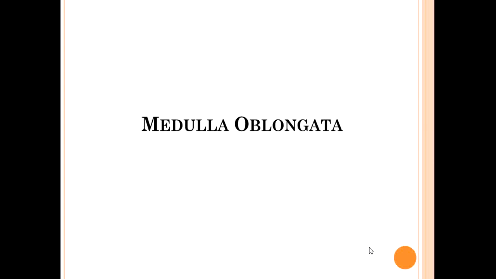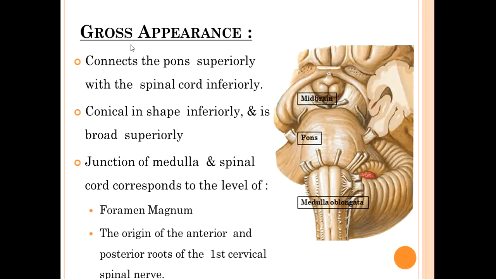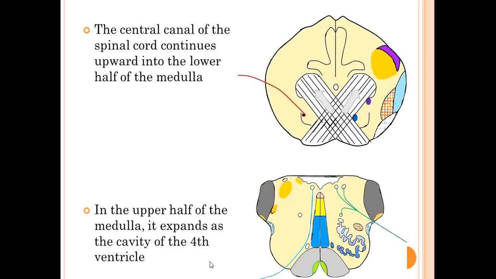So, first is medulla oblongata. On the gross appearance, it connects here. You can see this is the medulla oblongata. It is connecting the pons with, inferiorly, the spinal cord. Inferiorly it is conical in shape, and superiorly it is broad. The junction of medulla and spinal cord corresponds to the level of foramen magnum and the origin of anterior and posterior roots of first cervical spinal nerve.